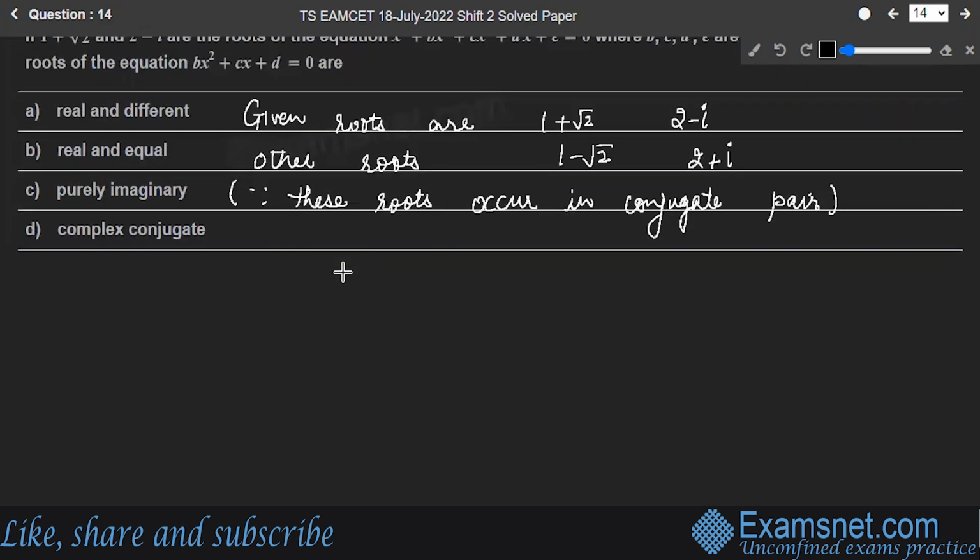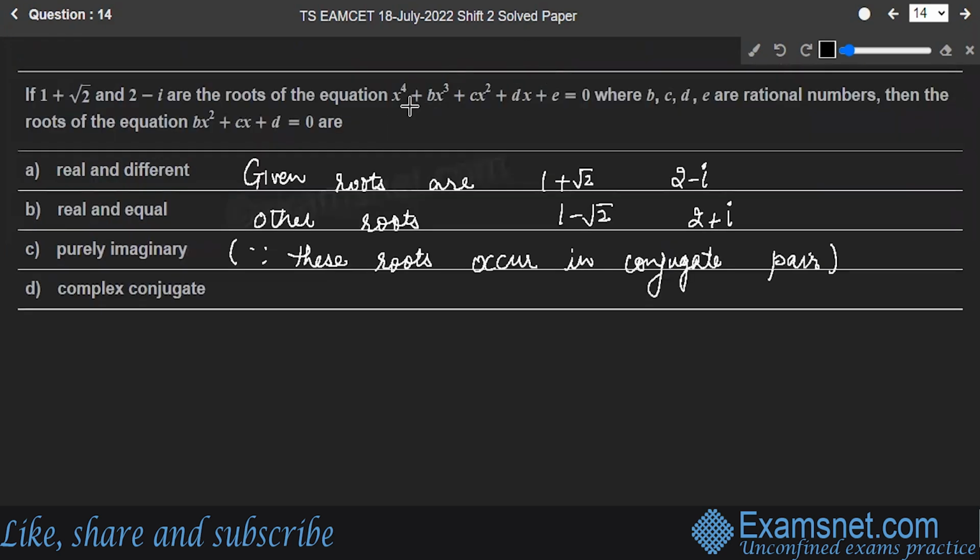Okay. So now the given equation was x raised to power 4 plus bx cube plus cx squared plus dx plus e is equal to 0. We are given all the four roots for this equation. This is a biquadratic equation. So we have all the roots. Let's frame the equation from the roots. I hope you know how we are going to do this.